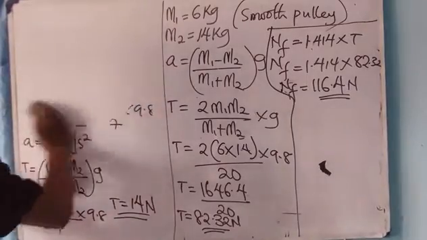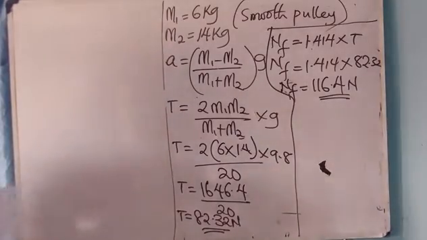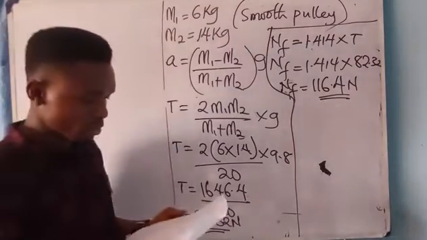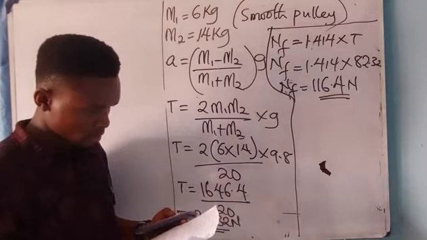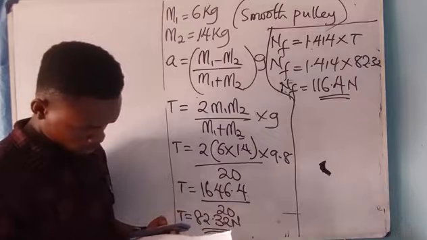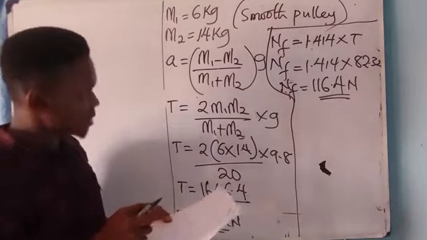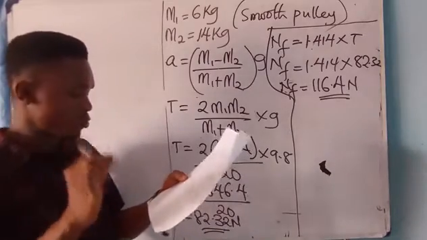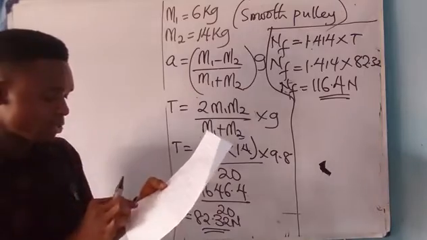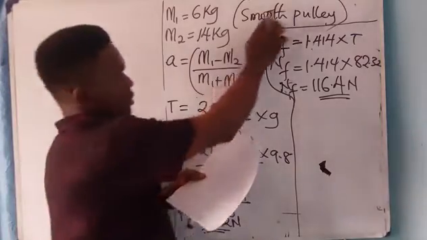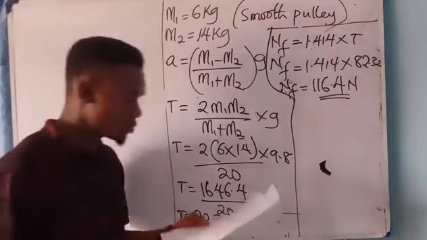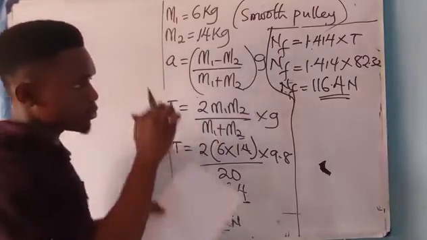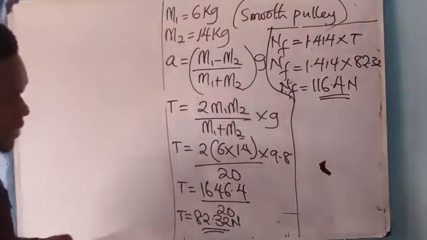Okay, the next question is this. Let me read this question again so you know what we just did better. Two particles of masses 6 kg, which is m1, and 14 kg, which is m2, are connected by a light string passing over a smooth pulley system. What is the tension in the string? The tension of a smooth pulley system is 2 m1 m2 over m1 plus m2 times g, 9.8. I told us before.